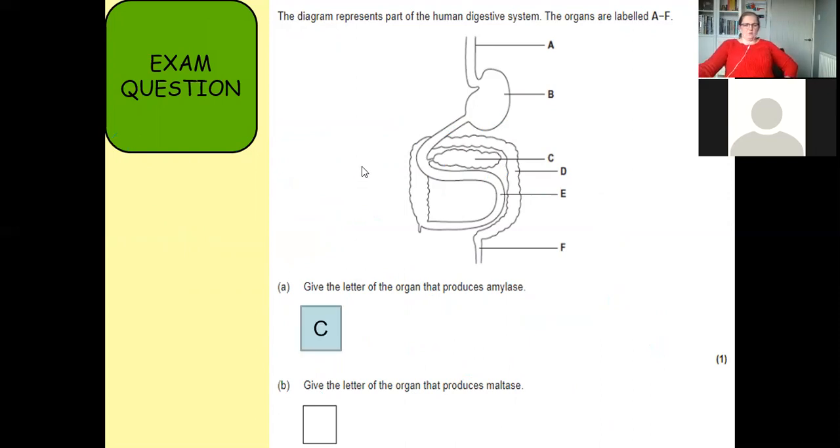And then give the letter of the organ that produces maltase. Well, we said that was found in the ileum. So that would be our small intestine, which on here is E. I was struggling to see where that was on there. So yeah, that's E.